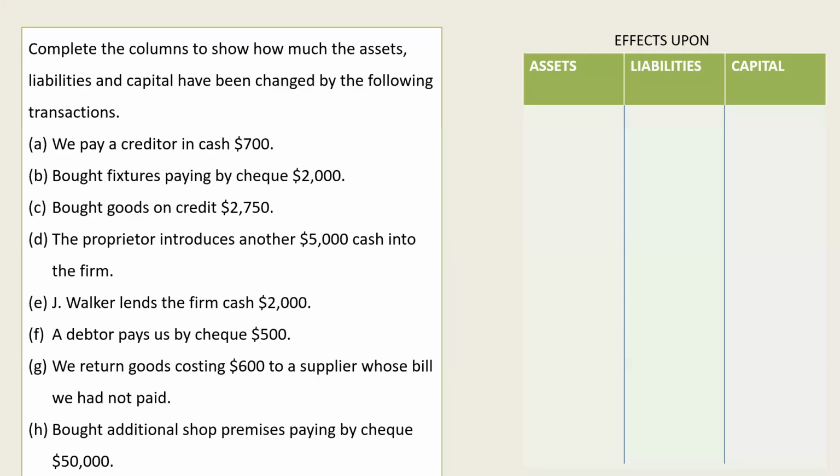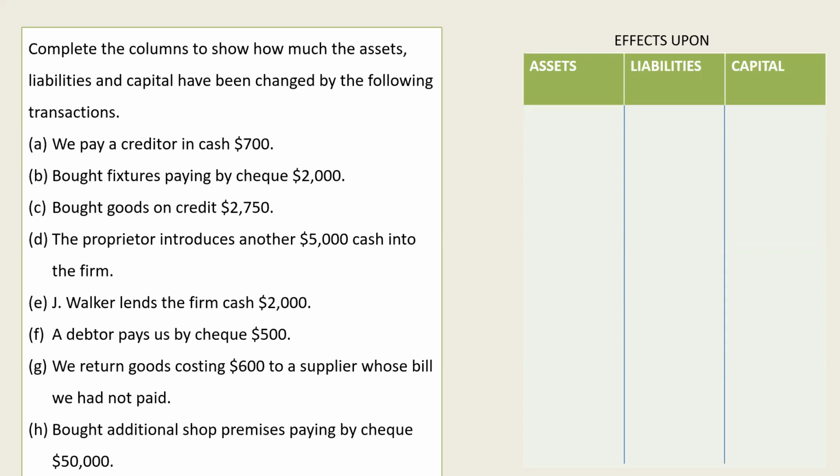Okay, guys, so let us just correct your exercise, all right? And after this, I'll just take whatever questions you have, okay? So, A, we pay a creditor in cash $700. Because you have paid cash, it means that the cash in the business is going to be reduced. So you have to put minus $700 cash.